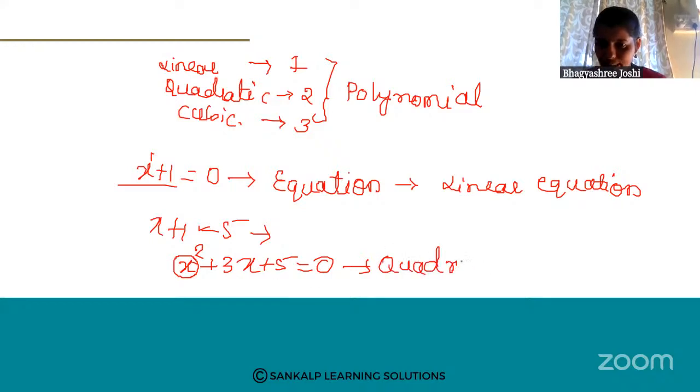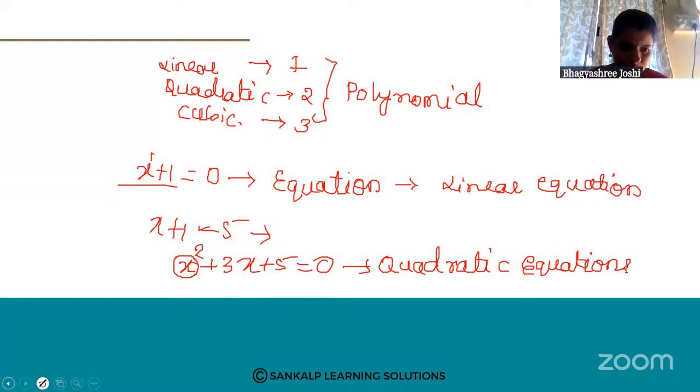We call this a quadratic equation. Next, if I write x cube plus 4x square plus 5x minus 7 is equal to 0, here the highest power or degree of the equation is 3. So such type of equations are called cubic equations. So these all are the types of equations.